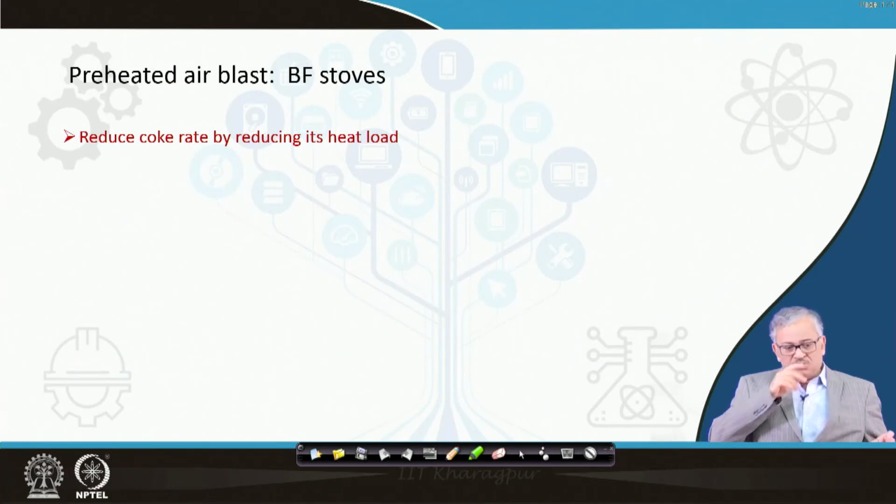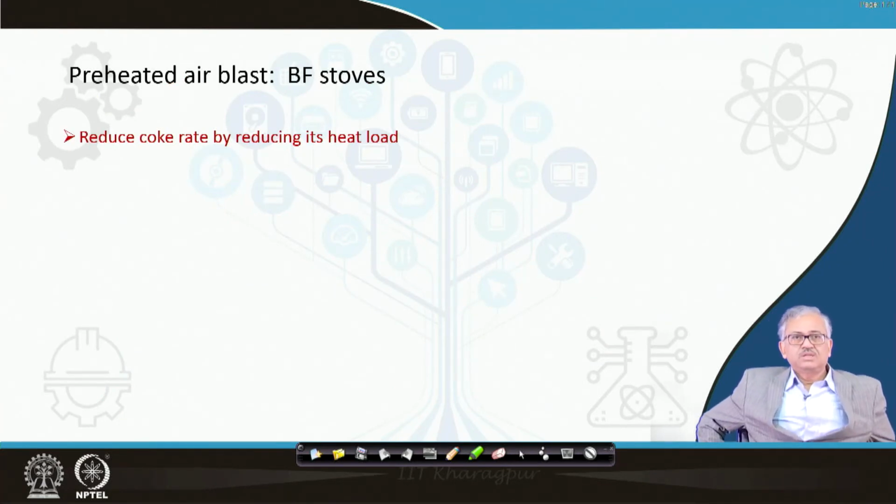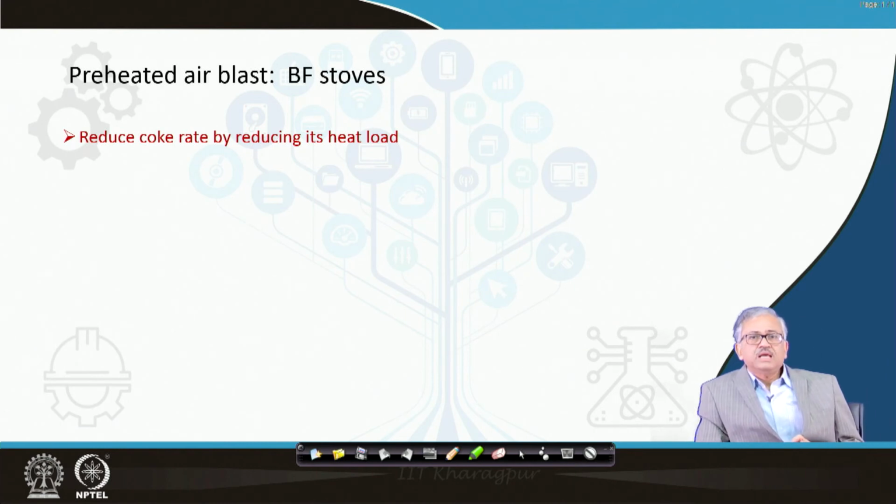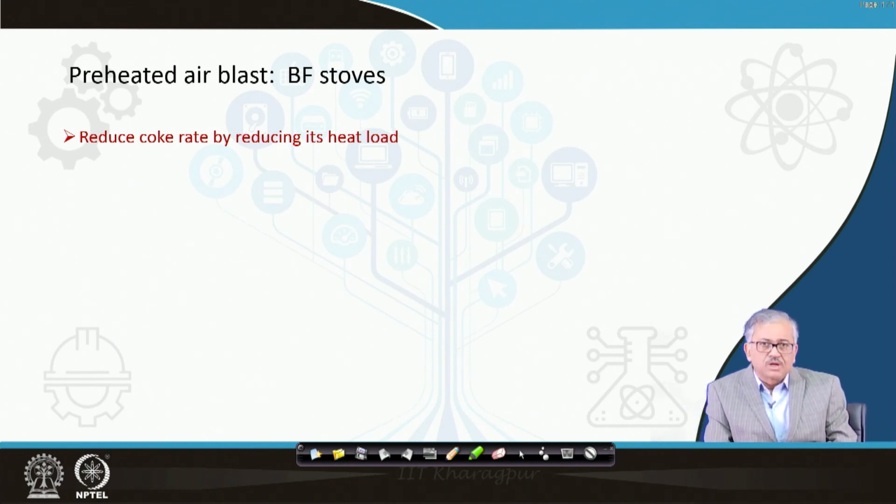So after this PCI, which you understand, we come to the preheated air blast. There are the blast furnace stoves, and preheated air carries some sensible heat along with it. With that sensible heat, you can supplement some of the heat generation by the coke. As a result, you can obviously reduce the coke rate, by reducing the heat load of the coke.